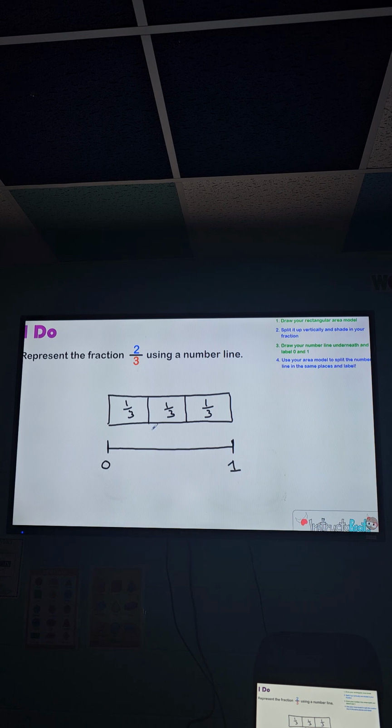Okay? So now step number 4, I'm going to use my area model to split the number line in the same places. So if I split my brownie or my area model here, I'm going to split it directly underneath of that, right? So I'm using the lines from my area model to help me split my number line up.